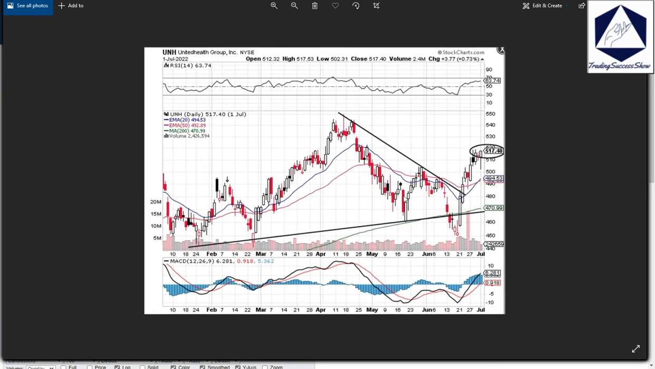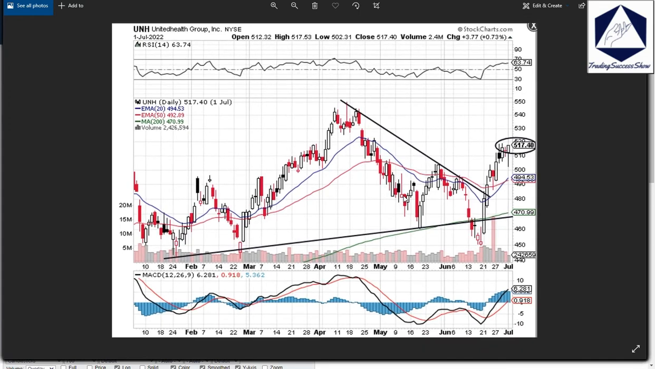Also, we have United Health. United Health right now, this 520 is acting as a resistance, and when the price touched this area for so long, guess what? We'll push back down to the downside. Our support on this name is going to be 510. If 510 breaks, then we're going to be looking at $500 per share on UNH.